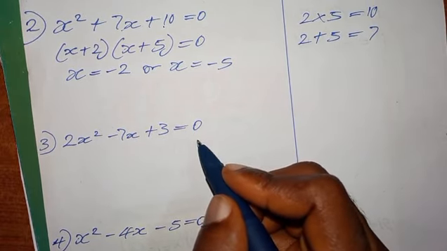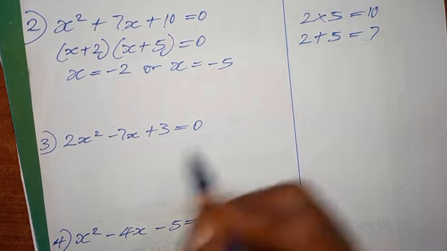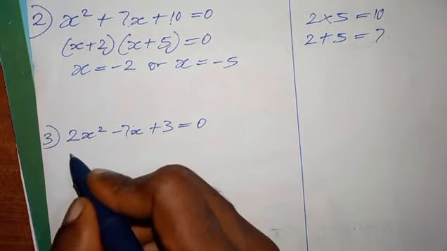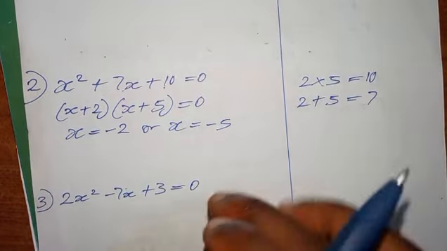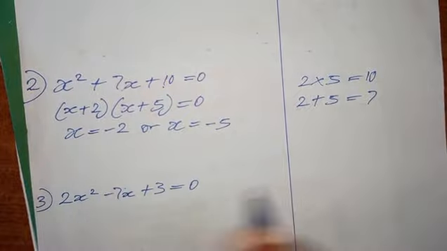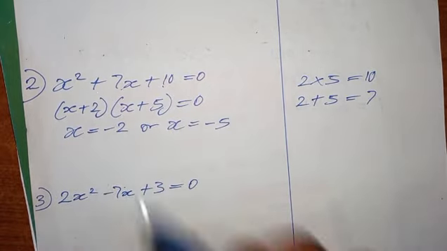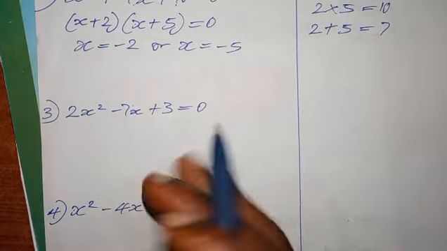So you have to split the middle term. You have to split this middle term. This one is a little bit different from the previous one. In that one, we were just looking for two numbers that can be multiplied to have 10 and add to have 7. But this one here, we are going to split the middle term.